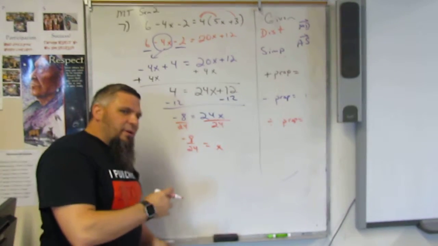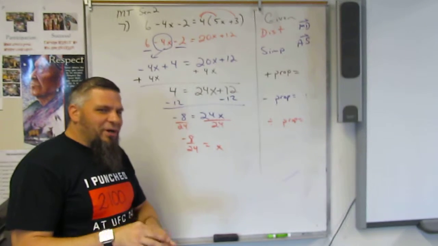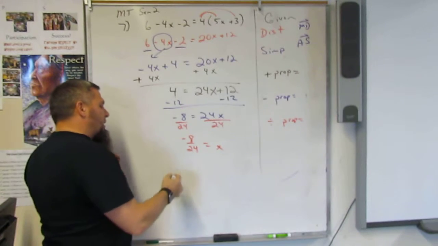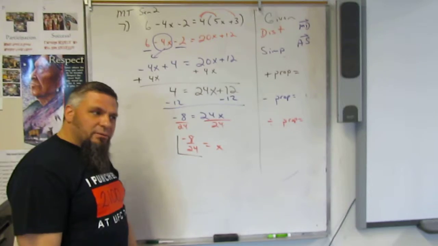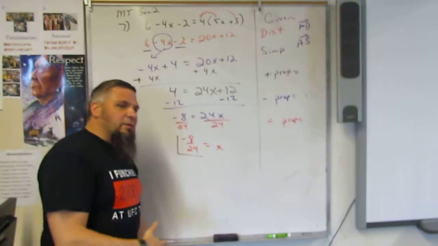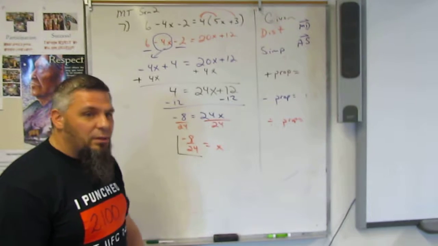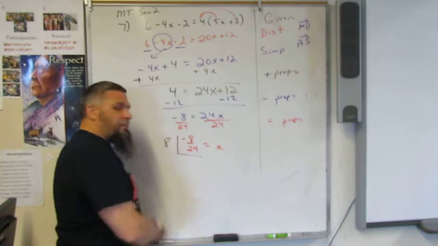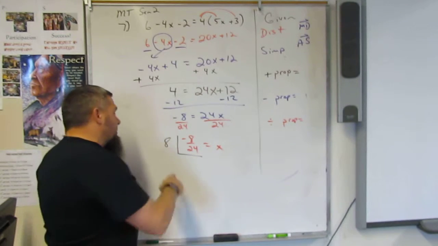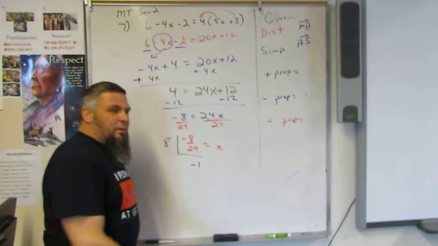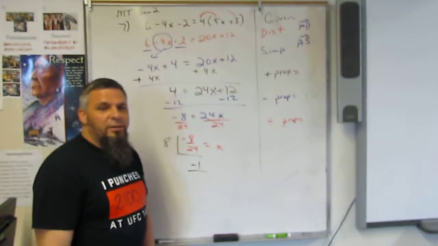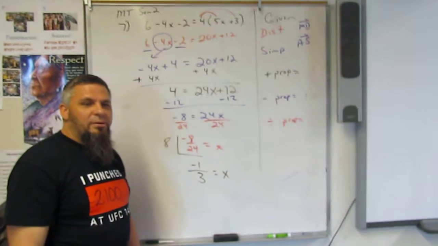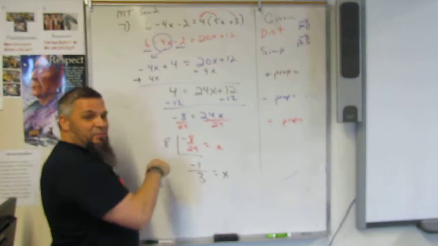Do we stop? You could. We could, but we should simplify, right? And how do we simplify? I've taught you this upside down division thing, right? I don't know if you guys like it or not, but it works really well. What number goes into 8 and 24? 8. Okay. How many times does 8 go into 8? Once. How many times does 8 go into 24? What did we do? Simplified one side, right?